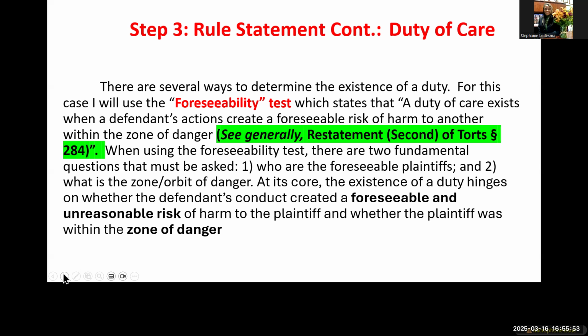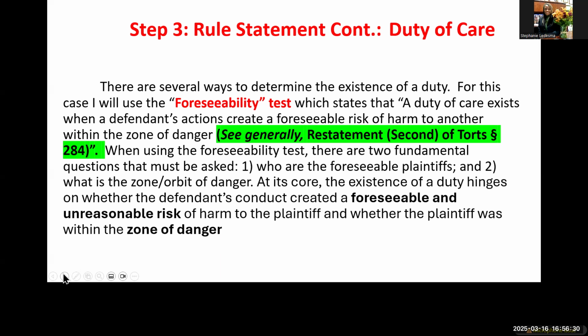Remember, I have 6 tests. How does the reader know that I have 6 tests? I say there's several ways to determine the existence of a duty. I could have said there's 6 ways, right? It didn't need to be that specific, but I wanted to say something more than I'm going to use the foreseeability test, because I wanted my reader to know that I knew that there's more than one way to do it, right? So I wrote that very first sentence.